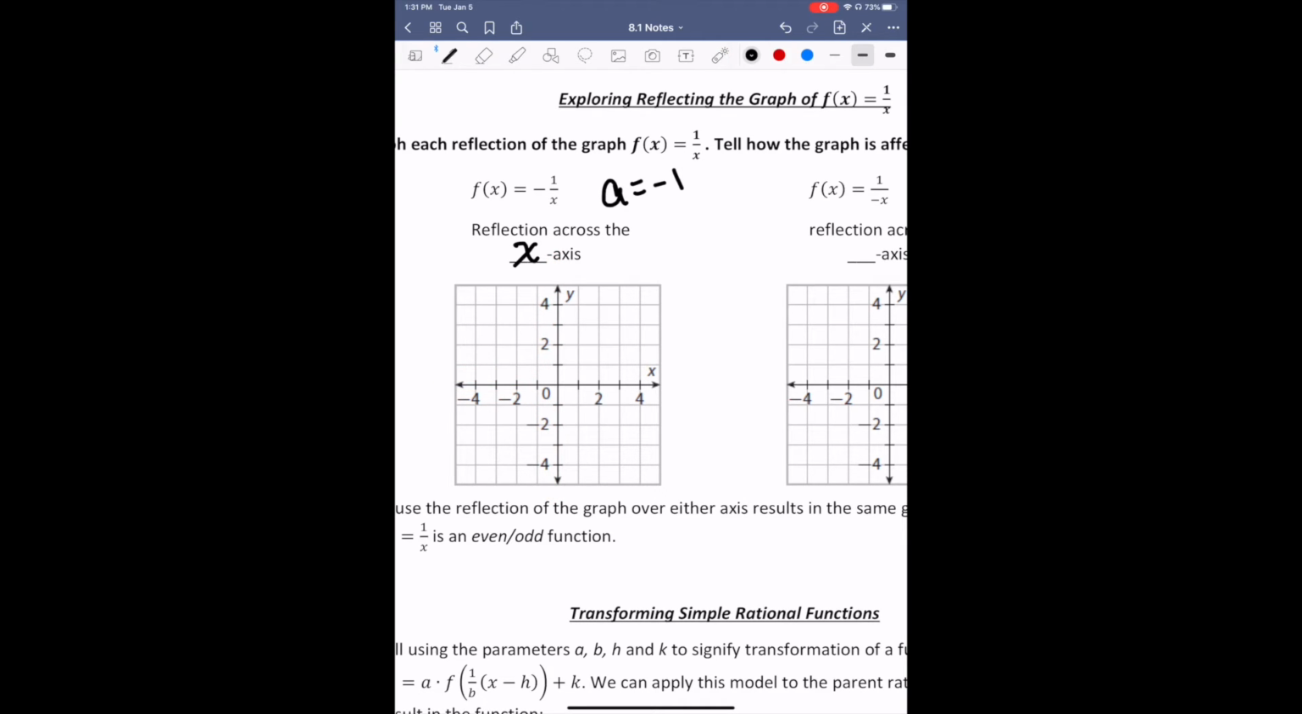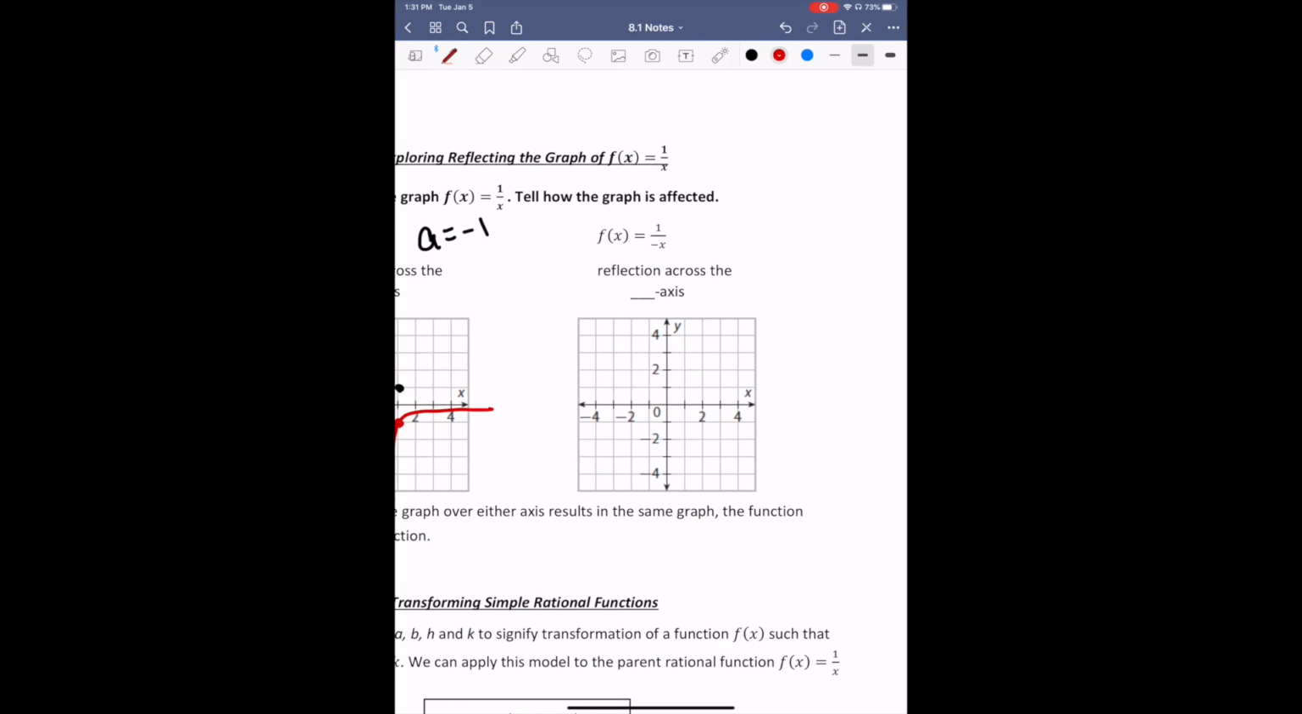So taking our reference points, remember our reference points were 1, 1 and negative 1, negative 1. Reflect them over the x-axis, giving us points at 1, negative 1 and negative 1, positive 1. So a reflection over the x-axis is now located in quadrants 2 and 4.